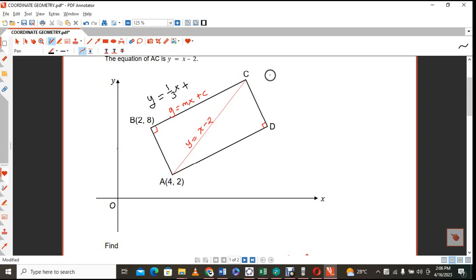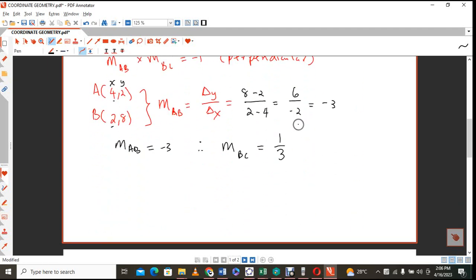So the equation is now y = 1/3 x + c, and I'm going to take point B, which is (2,8), and substitute it here. So 8 = 1/3 times 2 plus c.